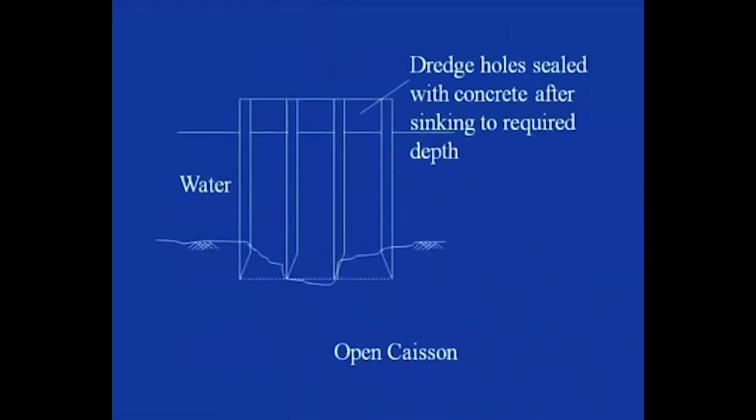Here is a figure where you can see the typical line diagram of the open caisson. Here are the top and the bottom, which are both open, and the dredge holes which are created. The soil in these dredge holes is excavated by some means, and after the well has reached the required depth, these dredge holes are sealed with concrete when it has been sunk to the required depth.